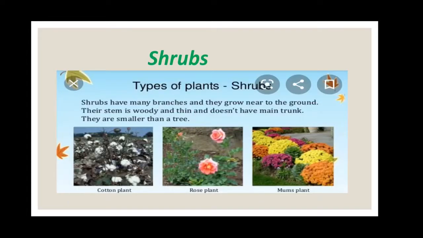Next is shrubs. Shrubs have many branches. They grow near the ground. Their stems are woody and thin and do not have main trunks. They are smaller than the trees. Examples: cotton plants, rose plants and mums plants.